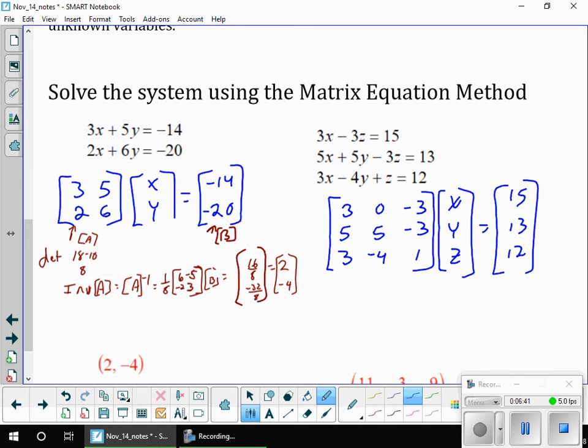Now, I could go through that whole process of doing this by hand, but this is one of those cases where doing this by hand would be a nightmare. Give me a second, I gotta go grab my calculator.